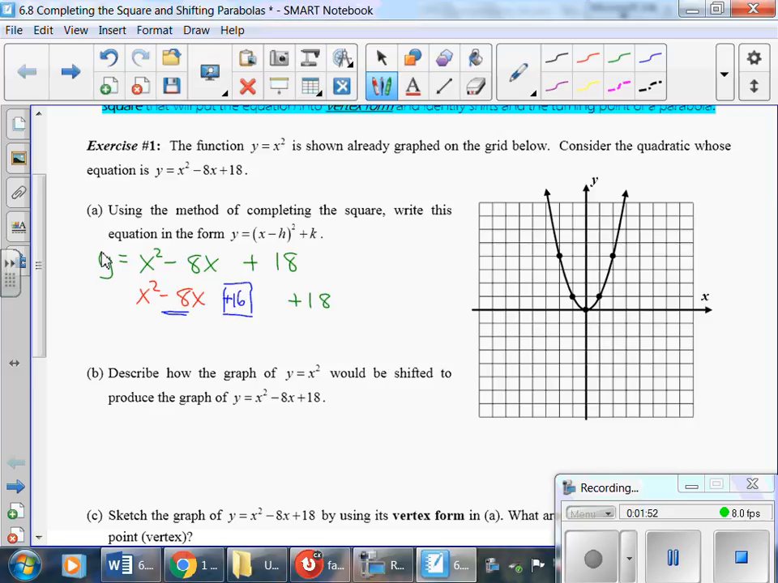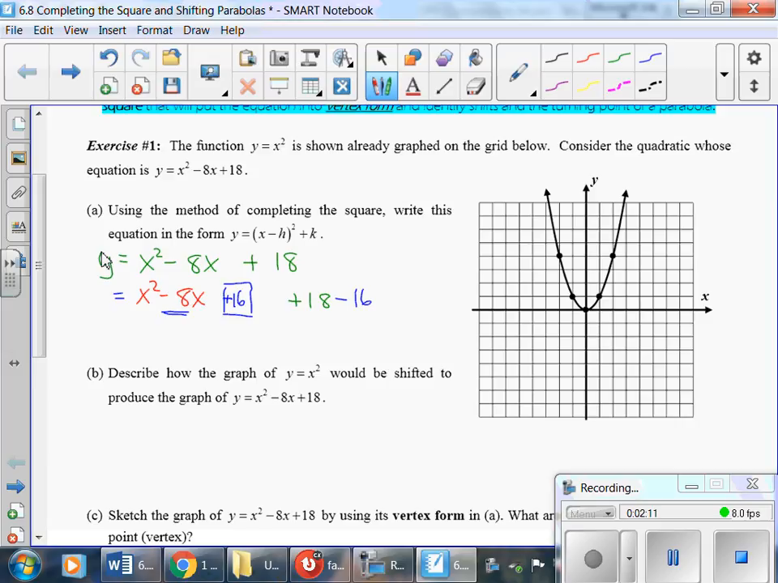Now, I shouldn't say to both sides. We're going to add 16, but I'm going to remind you that this is one side of the equation. So in order to maintain the integrity of this equation, we're going to subtract 16, so that way we haven't changed anything.